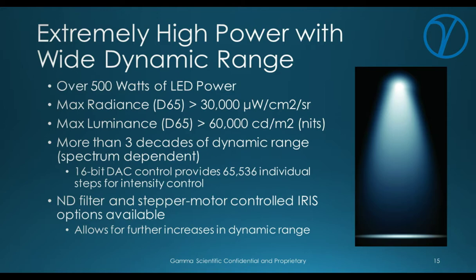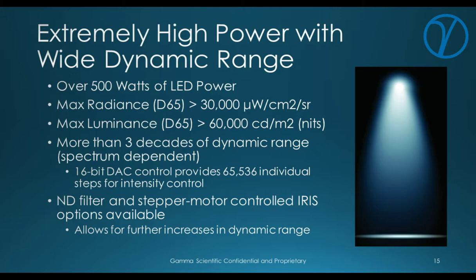So with all the LEDs powered at maximum, I have over 500 watts of LED power. That's electrical and optical power that is being dissipated by the system. And the maximum radiance at D65 is greater than 30,000 microwatts per centimeter squared per steradian, and as I mentioned, 60,000 nits. And we are able to provide between 3 and 4 decades of dynamic range using those 16-bit DACs.